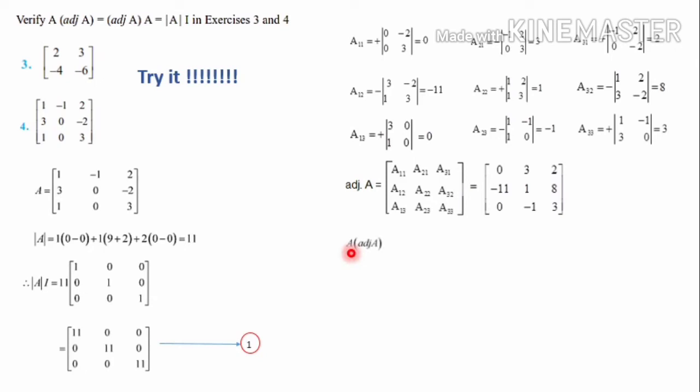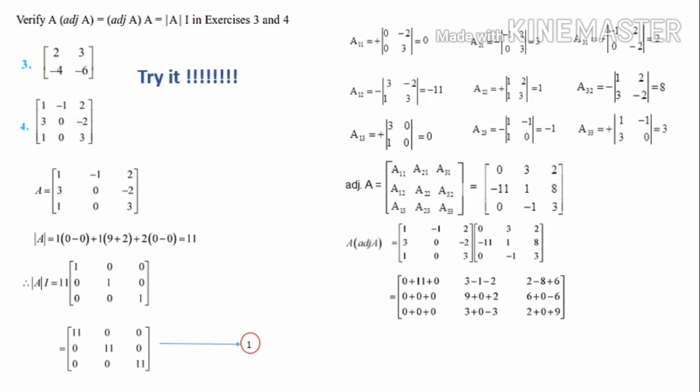Next, A into adjoint A. A is written here, that is 1 minus 1, 2, 3, 0 minus 2, 1, 0, 3, our given matrix that we have written, into our adjoint, which is 0, 3, 2 minus 11, 1, 8, 0 minus 1, 3. We know the matrix multiplication. We will do it row and column. We have to multiply and add.